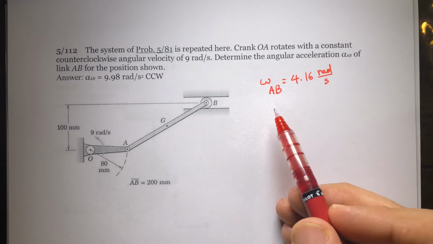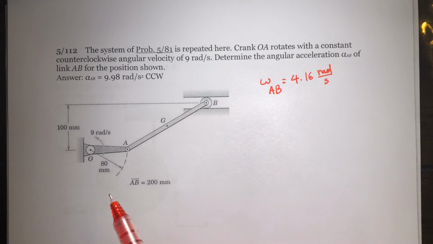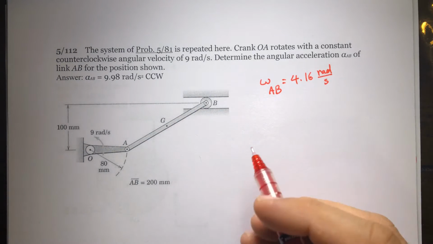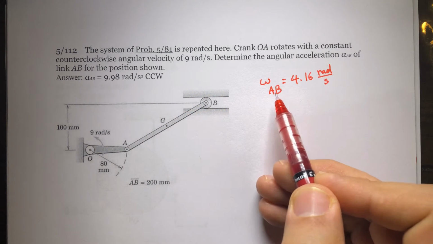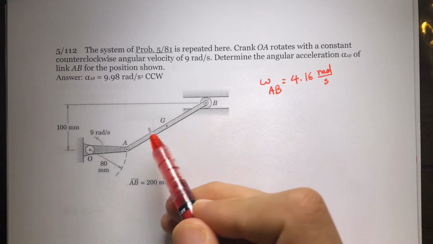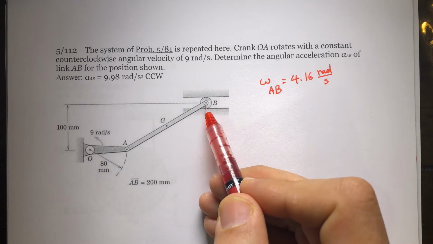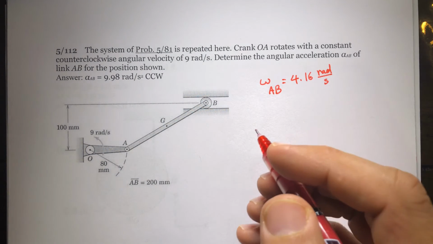So after finding this omega, now the question is how we can find alpha of this link. So please stop or pause this video and try to solve it yourself and spend at least 10 minutes on this problem. Okay, now how can we solve this? Again, similar to what we did for the velocity, if you write down the relative acceleration equation between A and B, alpha of this link is going to show up in that equation. Let's write it down.